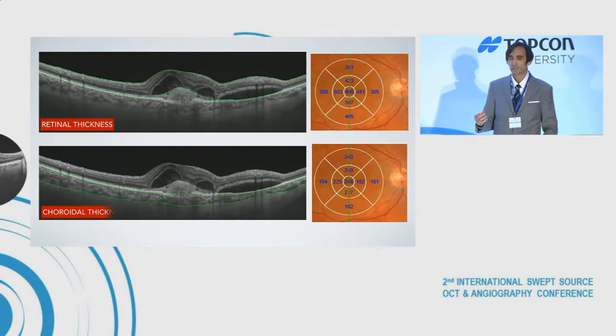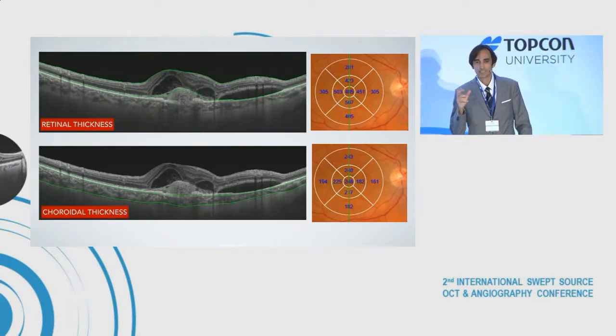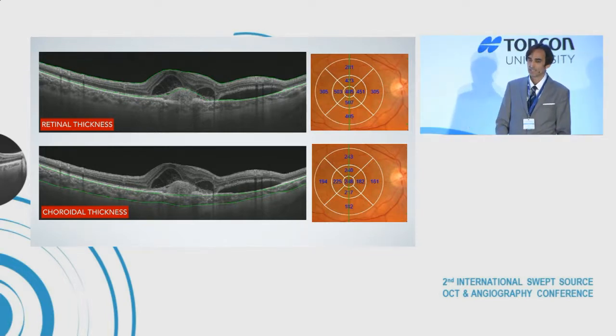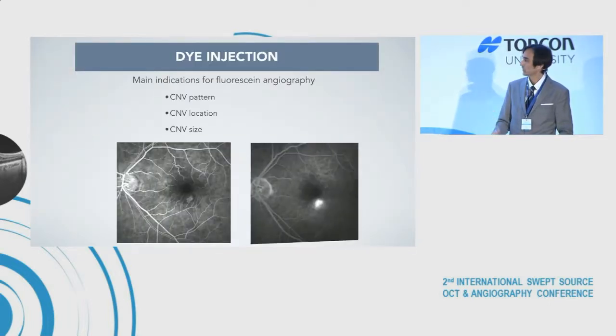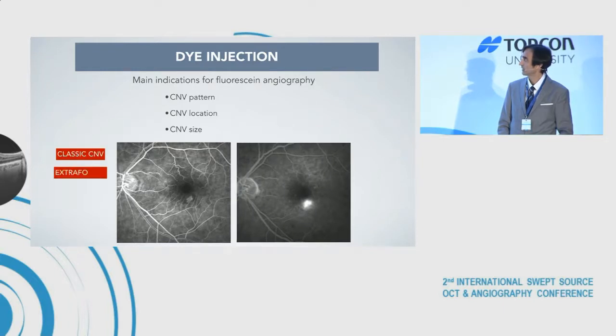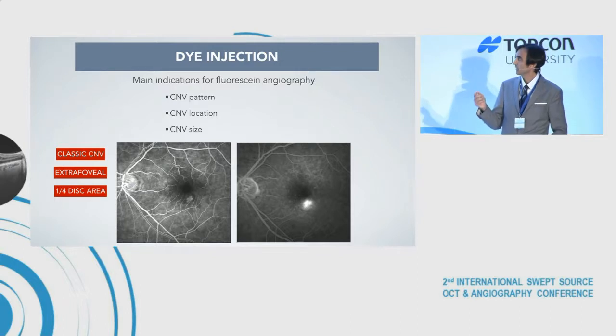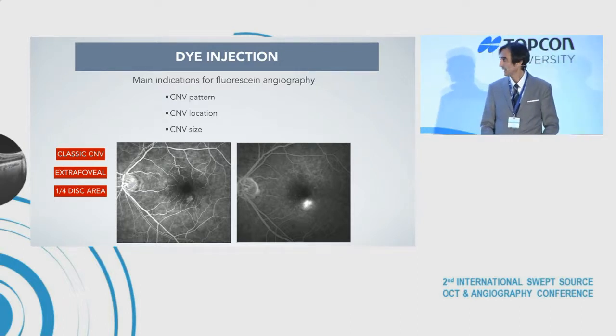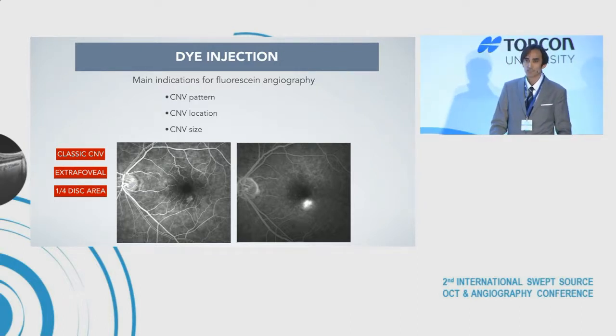But the problem is that with this technology, we cannot see the vessels. And it's important to see the vessels because the vessels are the source of the fluid, of the leakage, the origin of the problem. That's why we need an angiography. Conventional angiographies use dyes. In fluorescein angiography, we can determine the pattern of the CNV, the location, the size. But nowadays, with modern OCT angiography, we can assess the same without dye injection.